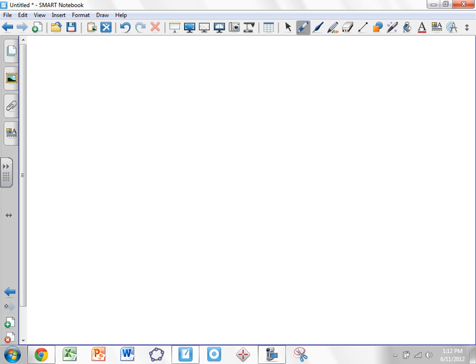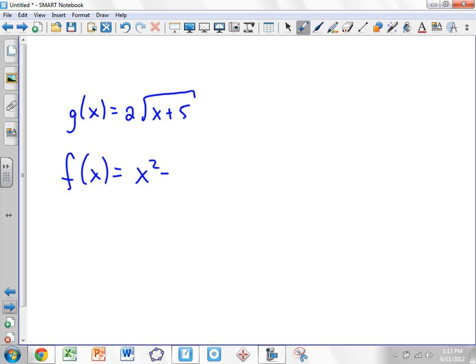Okay, let's do an example then. Let's say you have g of x equals 2 radical x plus 5, and f of x equals x squared minus 7. And the problem says, what is f of g of 4?